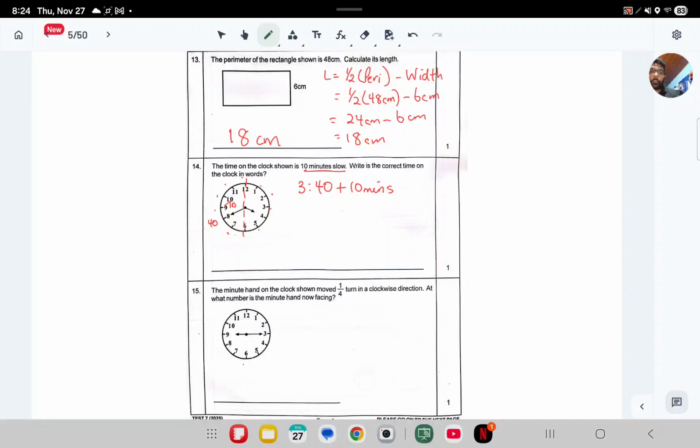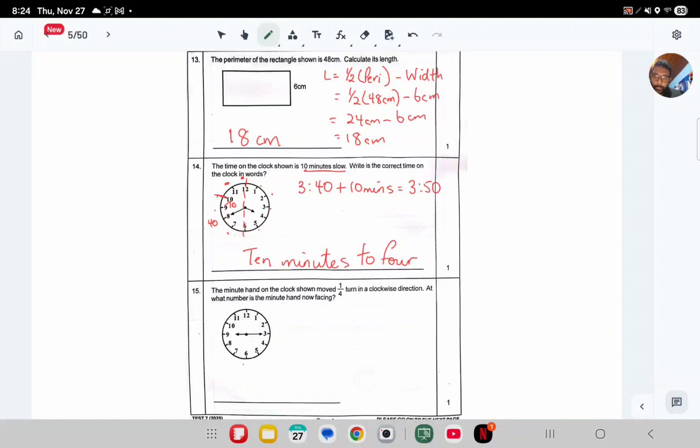Alright, so 3:40 add 10 minutes will give us 3:50, which will be 10 minutes to 4. Alright, 10 minutes to 4. This would be the correct time here. Alright, which is 10 minutes to the nearest whole hour, so 10 minutes to 4.